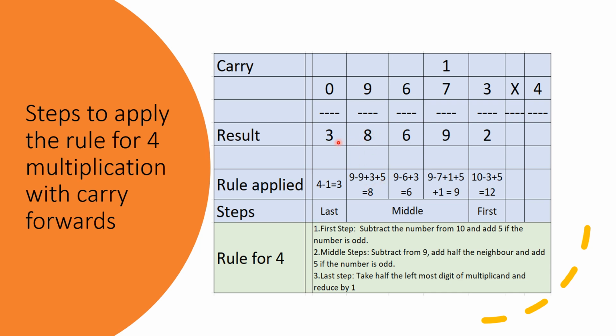And then in the last step we will have to consider the leftmost digit half, so it is half of the number 9 is 4, and it is reduced by 1, minus 1 equal to 3. So the answer is 38692.